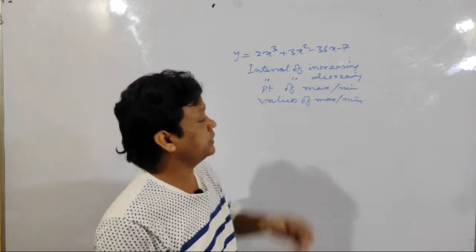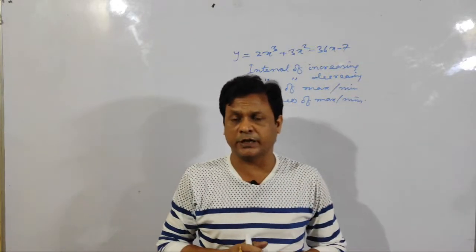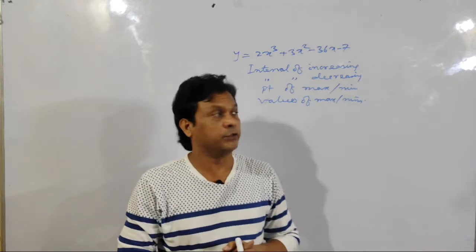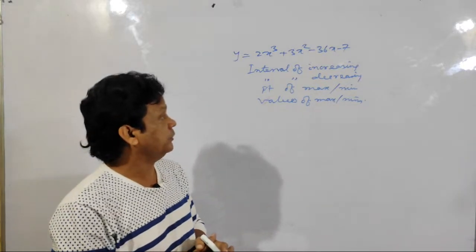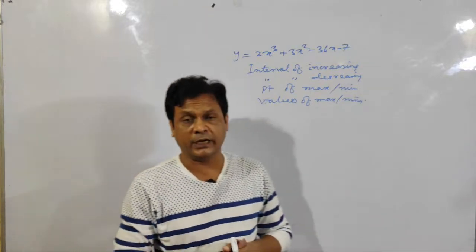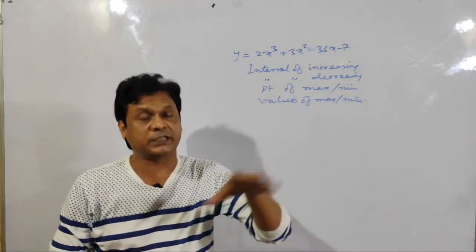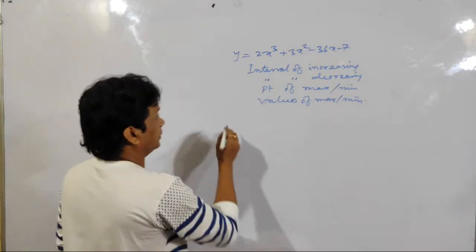For each and every question, you have to find out the interval in which the function is increasing, and the interval in which the function is decreasing. You have to find out the point of maxima or minima, at which the function attains maxima or minima, and you have to find out the value of maxima and minima. Clear? See here.